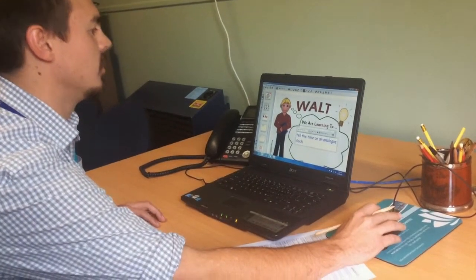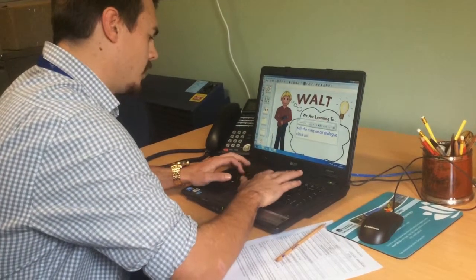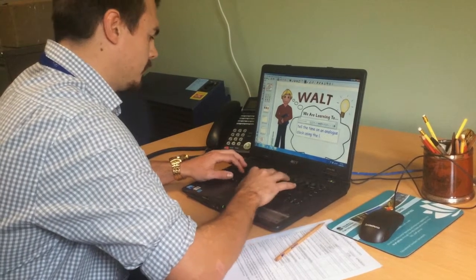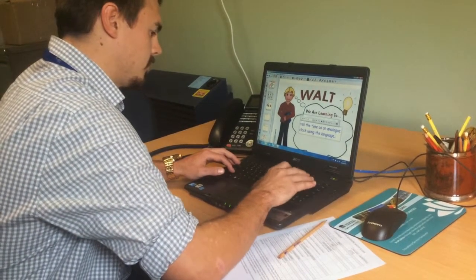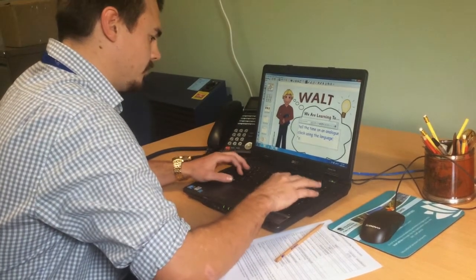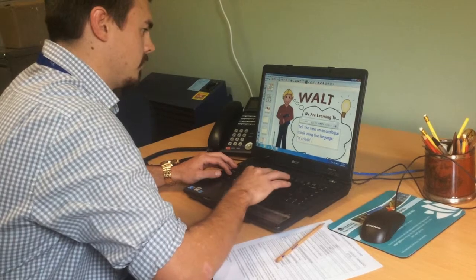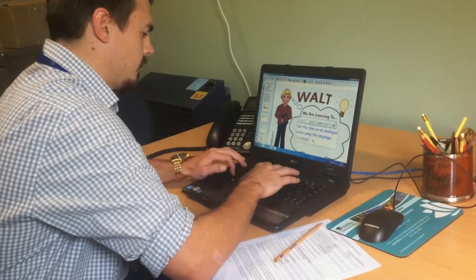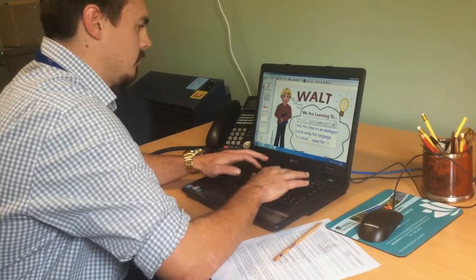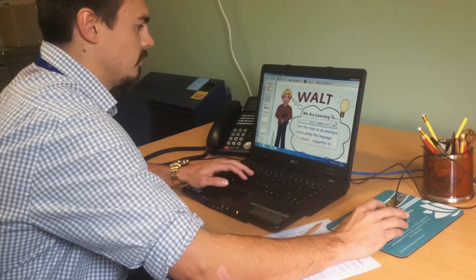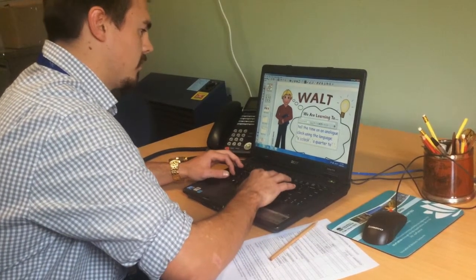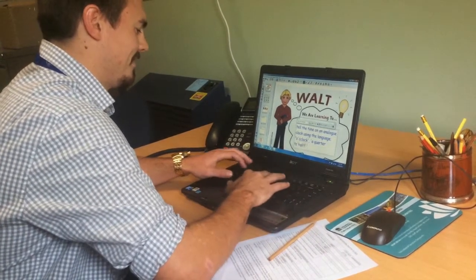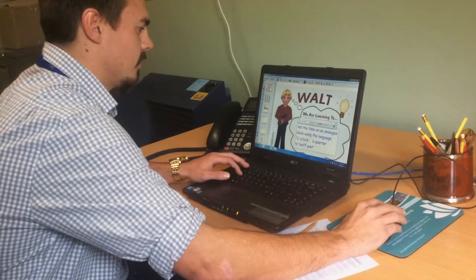So tell the time on an analogue clock using the language o'clock, a quarter to, half past, and a quarter past. If I can type properly.